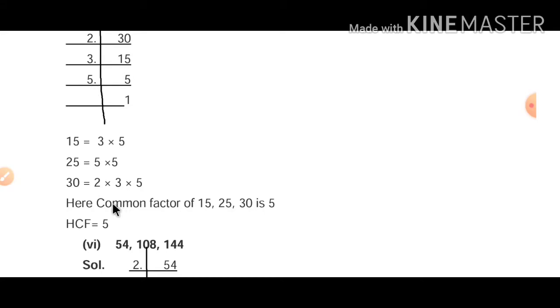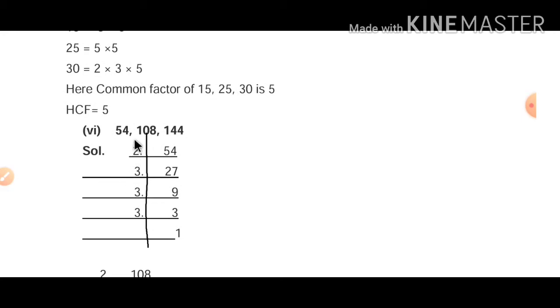Now we have to see the common factor. You can see the only common number is 5, which is in all the three numbers. 3 is in 15 but it is not in 25, again it is in 30. So 3 should be in all the three numbers, but 3 is not in 25, so it is not a common factor. So only 5 is common in all the three numbers 15, 25 and 30. So the highest common factor of 15, 25 and 30 is 5.